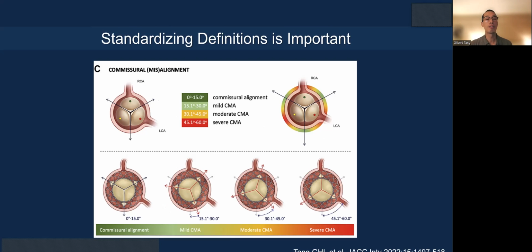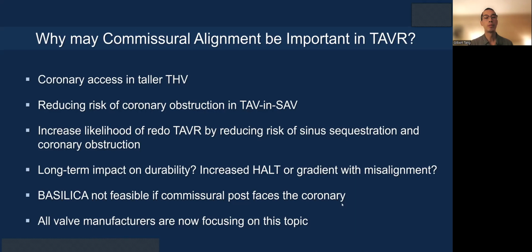And here's a standardized definition of commissural alignment. You can see here, perfect alignment is 0 to 15 degrees. 15 to 30 is mild, 30 to 45 is moderate, and finally 45 to 60 is severe misalignment.